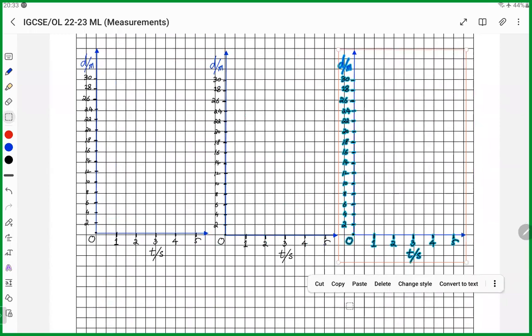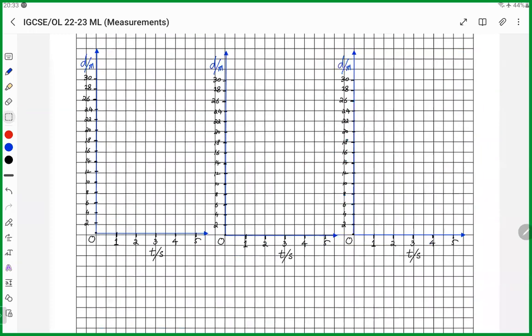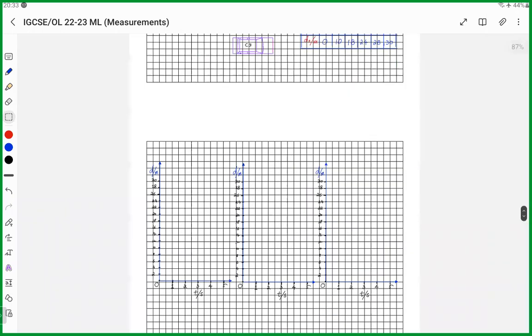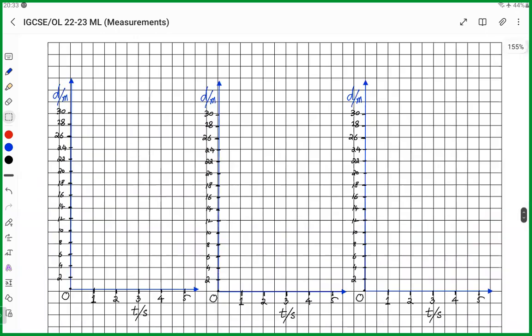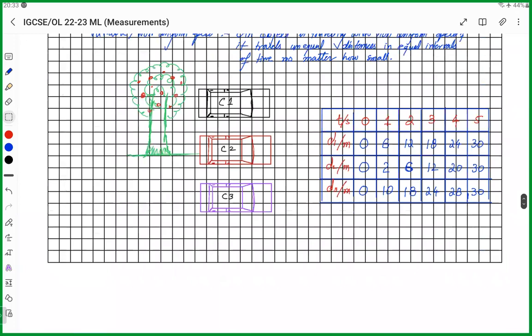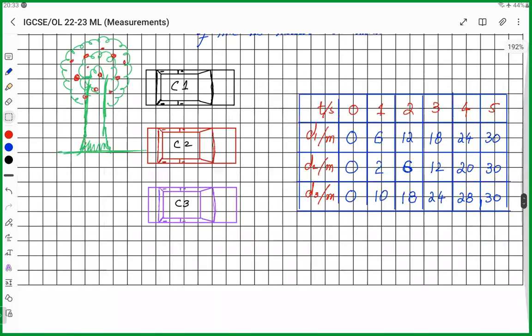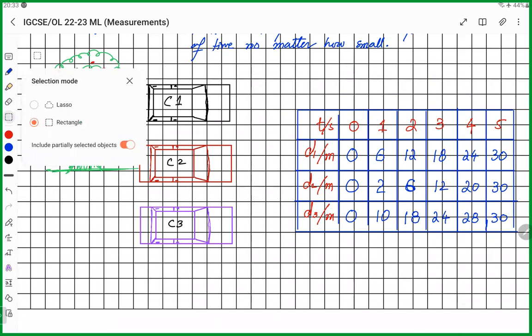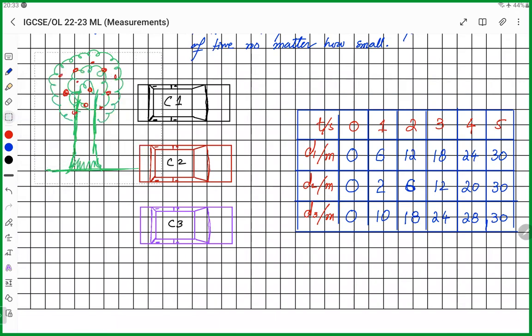Okay, now we have to plot the graph of each car here. So do you think you can do that on your notebook? Yes, sir. If you need the data, you can take a screenshot of this. Take a screenshot. Okay, 1 second. Okay, I got it.